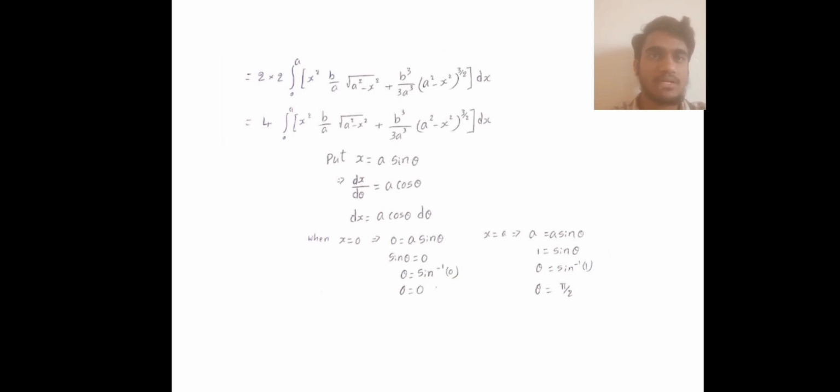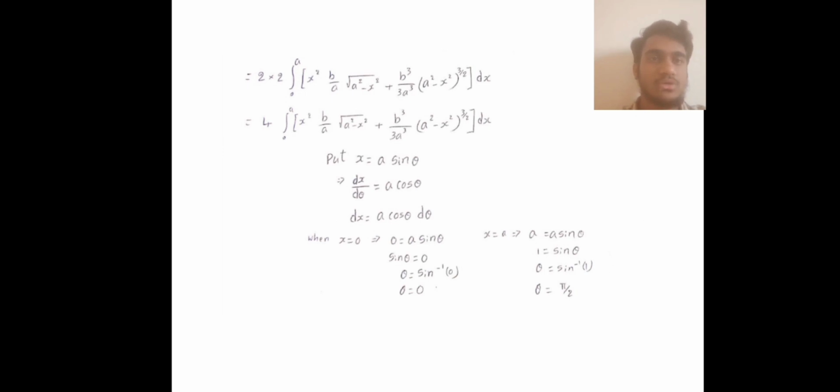We have not integrated the value of total, so we have to put x is equal to a sin theta. Differentiation with respect to theta: dx by d theta is equal to a times the differentiation of sin theta, which is cos theta. dx is equal to a cos theta d theta. When the limit x is equal to 0, we have to substitute 0 is equal to a sin theta.